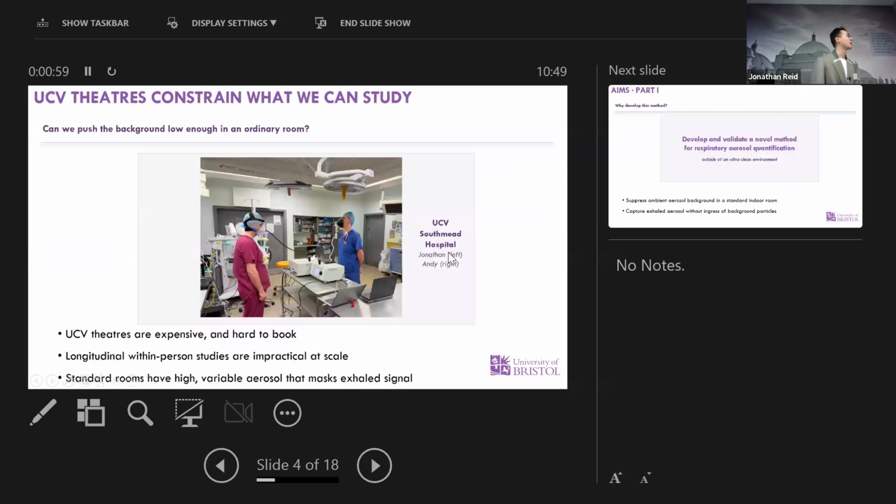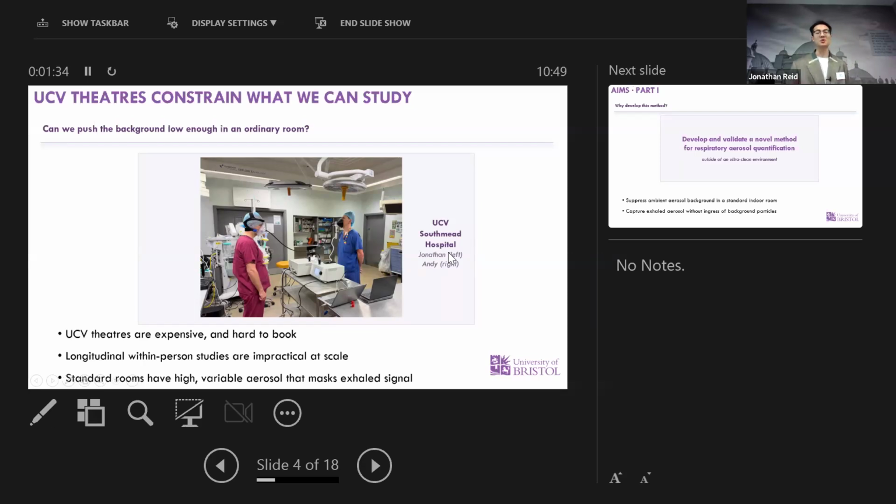So, to measure how many particles a patient emits, the gold standard is an ultra-clean ventilation theatre. In a UCV theatre, the background is almost zero, so what we are detecting is all coming from the patient himself. However, UCV theatres are expensive and hard to get access to. And it is almost impossible for us to recruit 50 people and let them visit the UCV theatre 6 times.